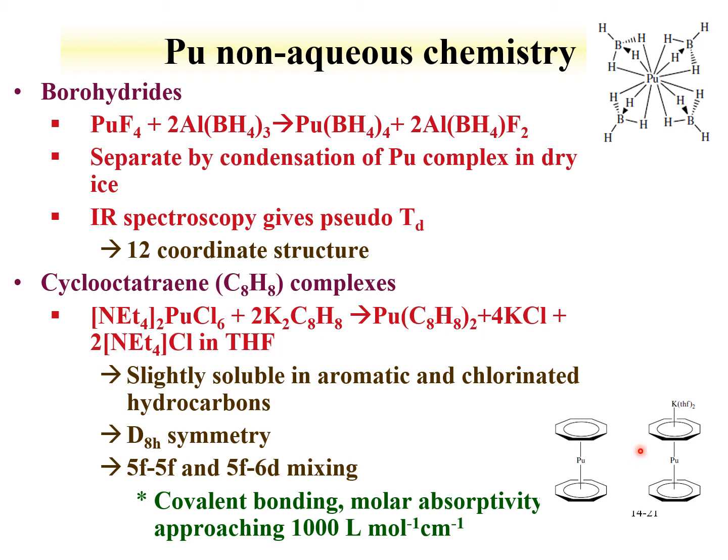Other organic compounds, such as these sandwich compounds, have been produced, again using the halides as starting materials. This reaction is shown here. The resulting compound has D8h symmetry, since this is an eight-membered ring, and the orbitals are dominated by 5f and 5f-6d mixing, and the molar absorptivities with the f-d mixing are very high, approaching 1,000. So this would give very colorful complexes.